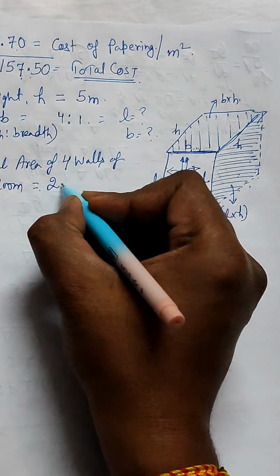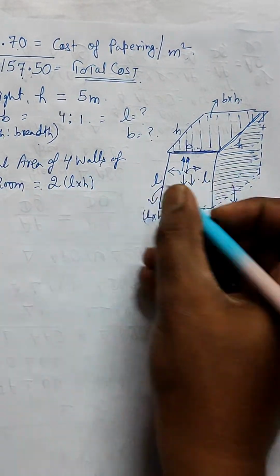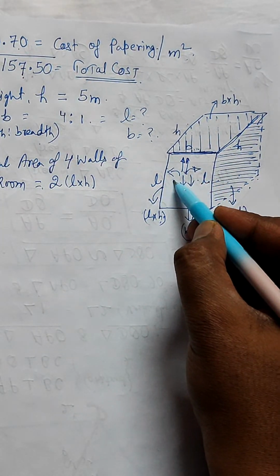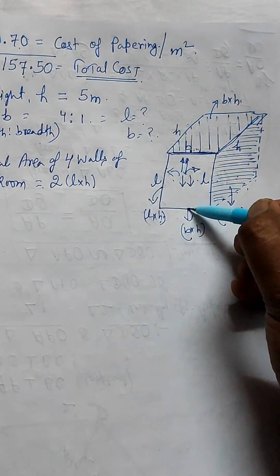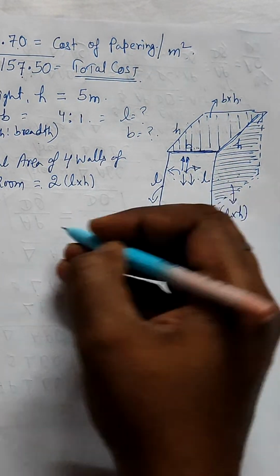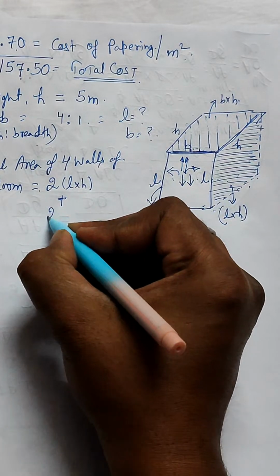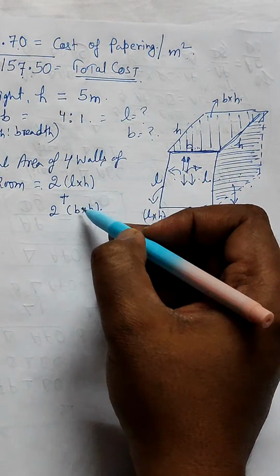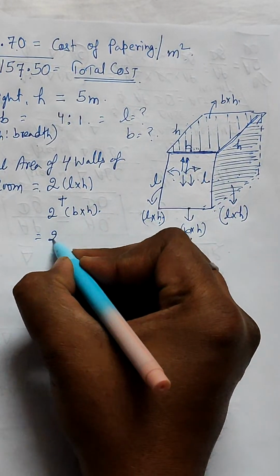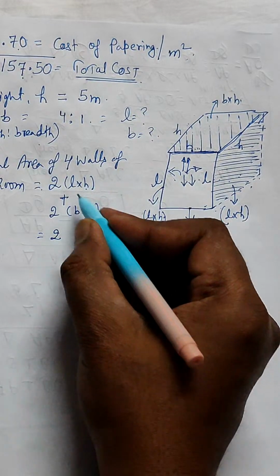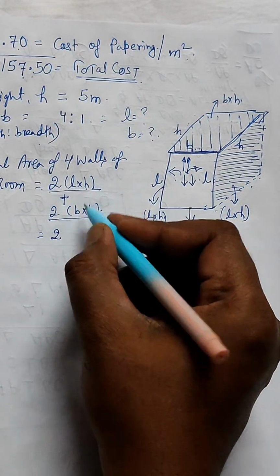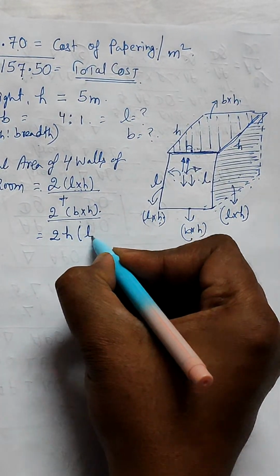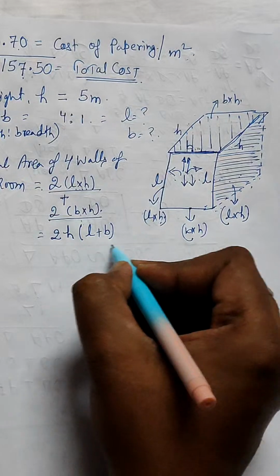So 2 times L into H. So these left and right faces are covered, right? Now here B into H and here B into H, right? So this will add up. So 2 times B into H will be covered. So what will be the total area? When 2 is taken common and H is also common in both the terms, then you can say 2H is taken common and L plus B will be in the bracket.